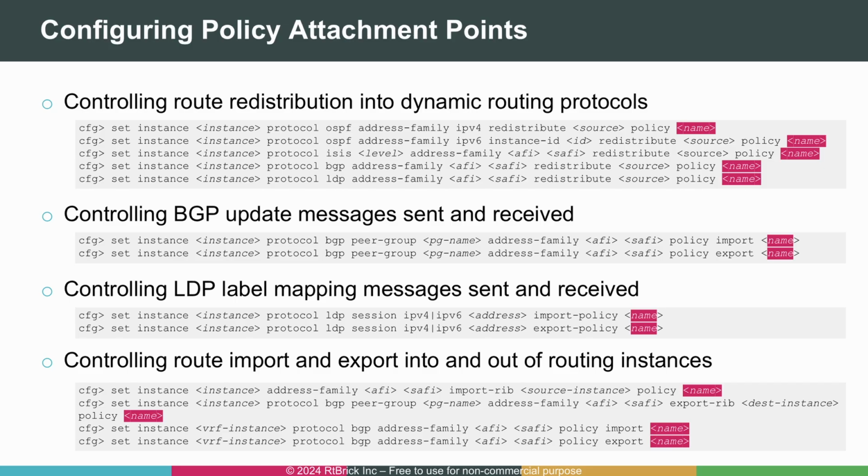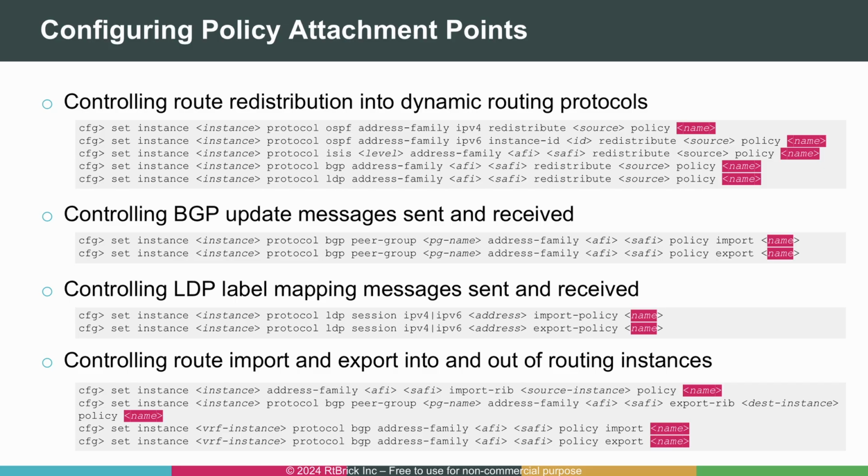While link state protocols such as OSPF or IS-IS do not support route filtering between neighbors due to the link state philosophy that all nodes must share the same information, protocols such as BGP and LDP do allow control over the flow of route updates or label mappings in both directions. In BGP, routing policies are attached at the peer group level on a per-address family basis. In LDP, they are attached per LDP session.